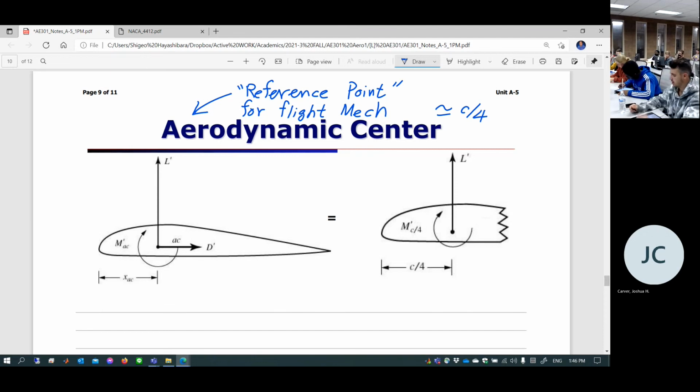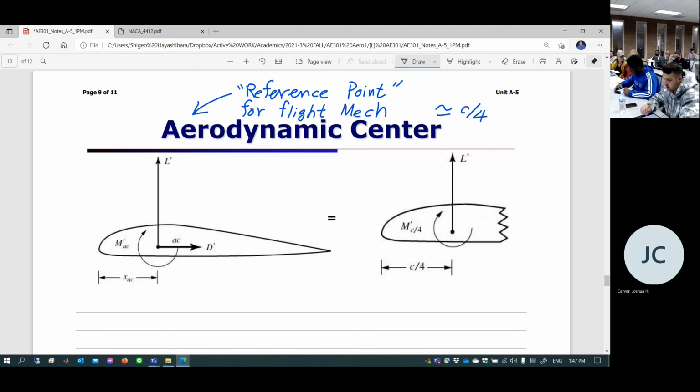Is that only true for Hershey bar wings? Because I was thinking that delta wings would have a different one. That's actually a 3D effect, so we cannot talk about it until we hit 3D wings. That's going to change, yes. My answer is yes, but it's not as simple as this. You're right, because we're talking about the aerodynamic center of an airfoil, so it's a Hershey-bar wing of unit span. Any other question?